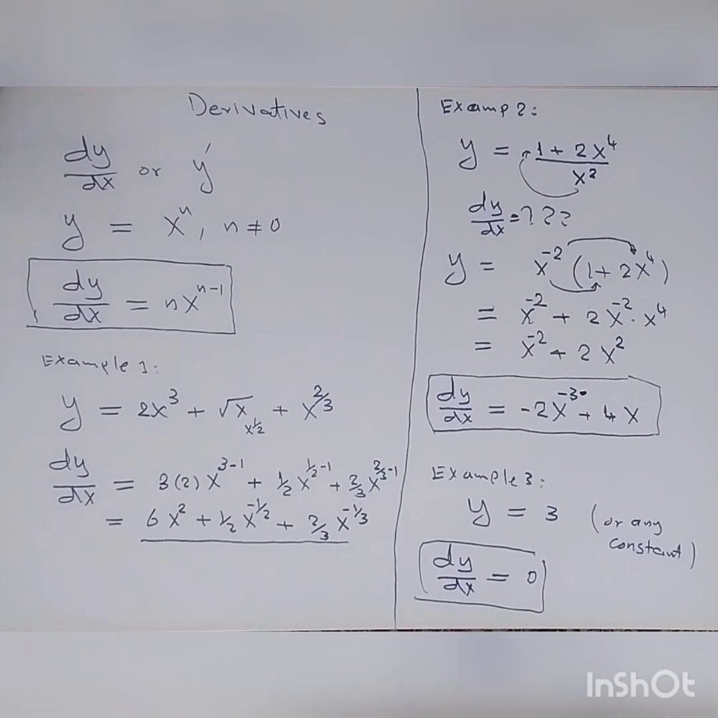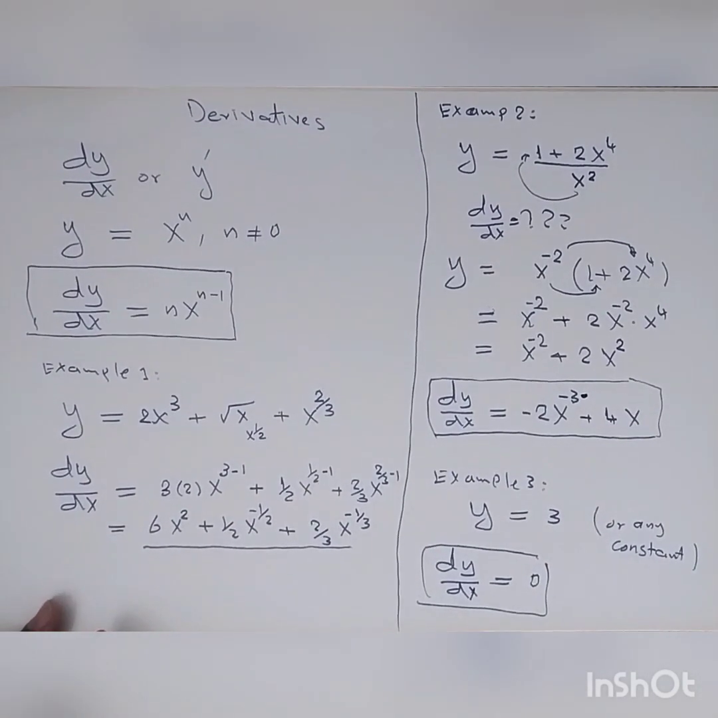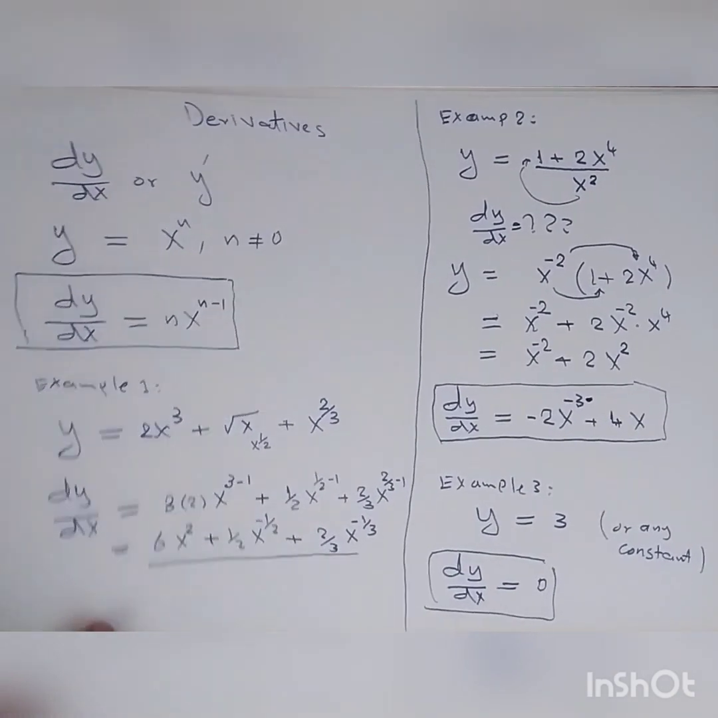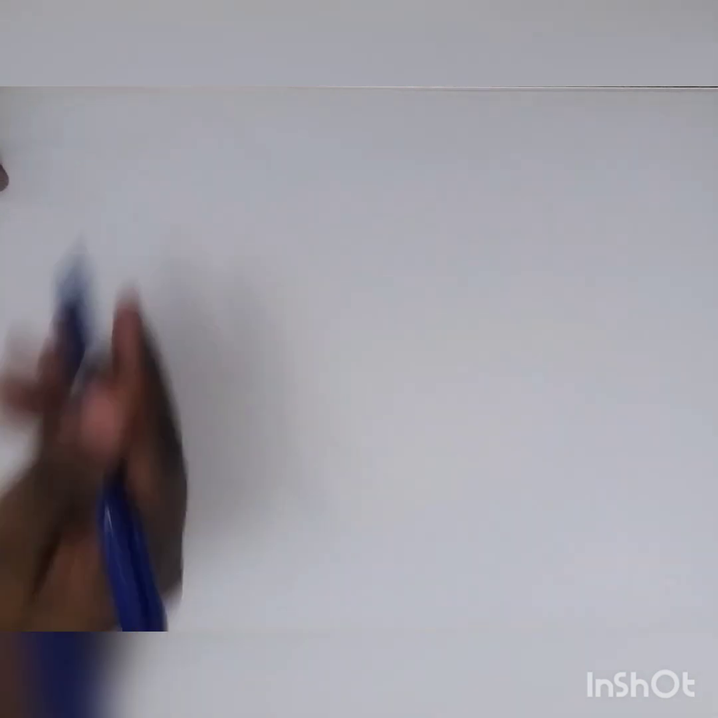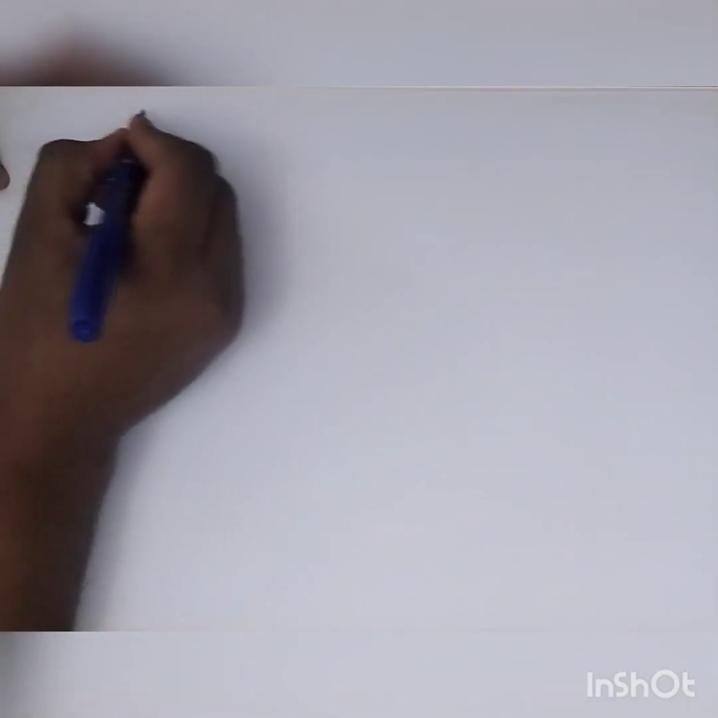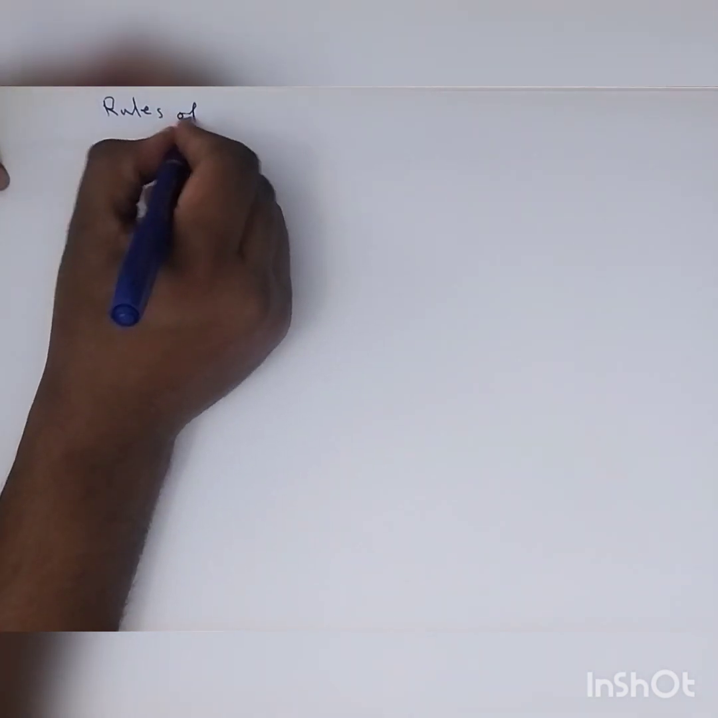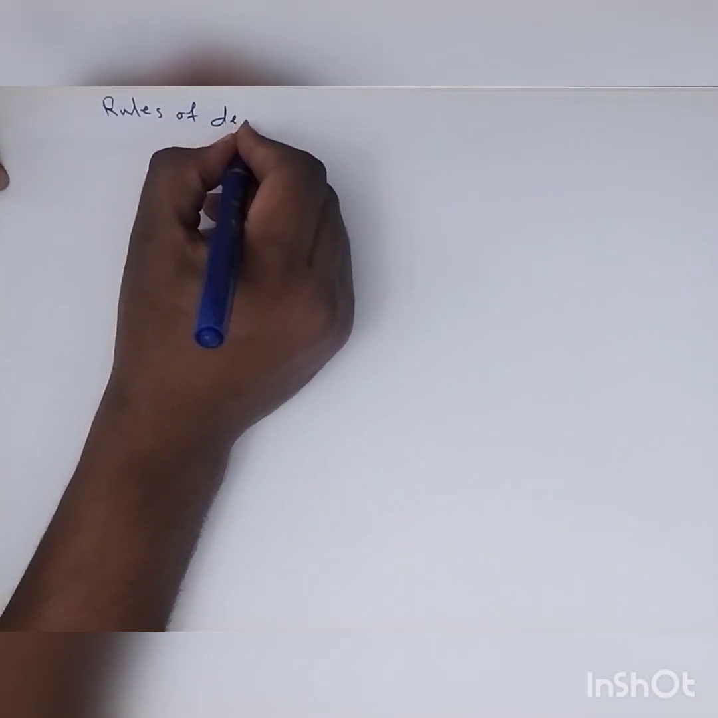This is already equal to 0. So again, now we introduce some rules of differentiation before we go further. Let us call them just the rules of derivatives.